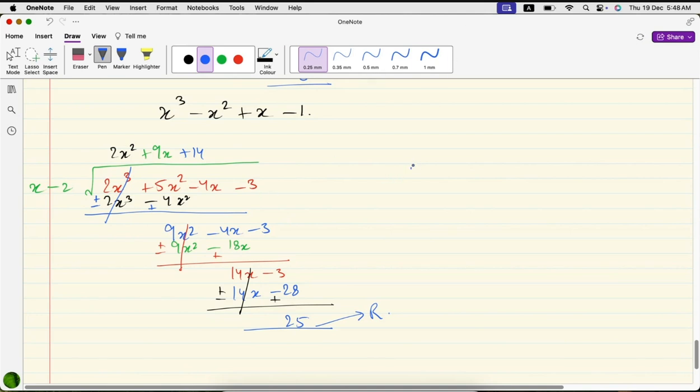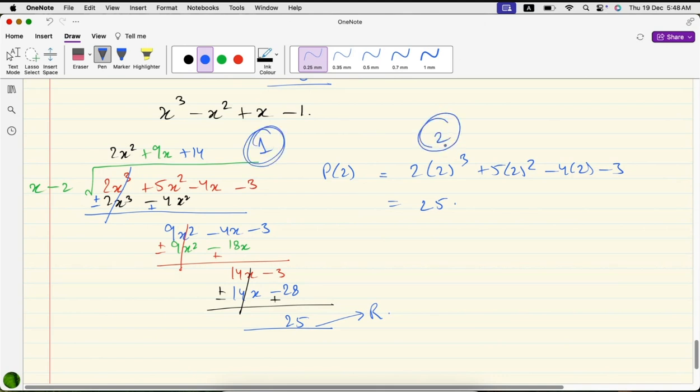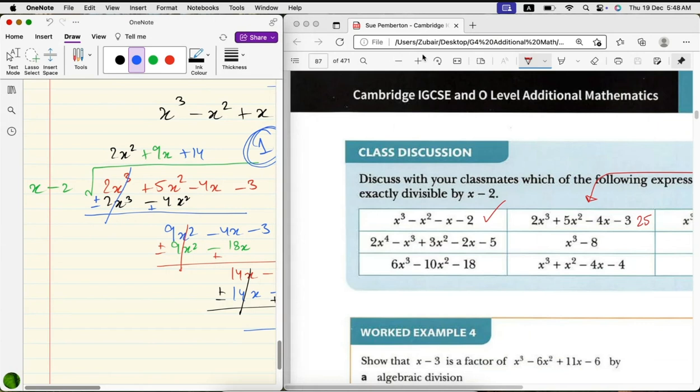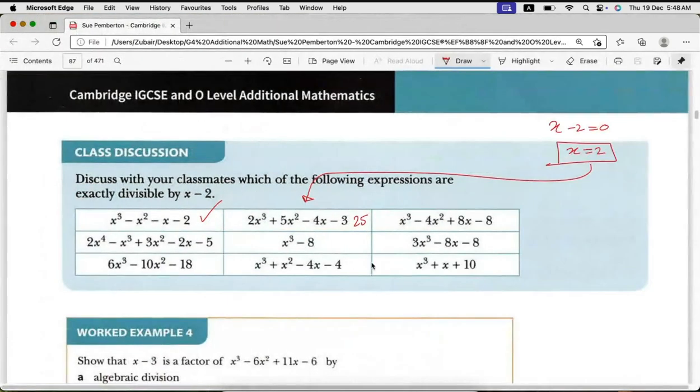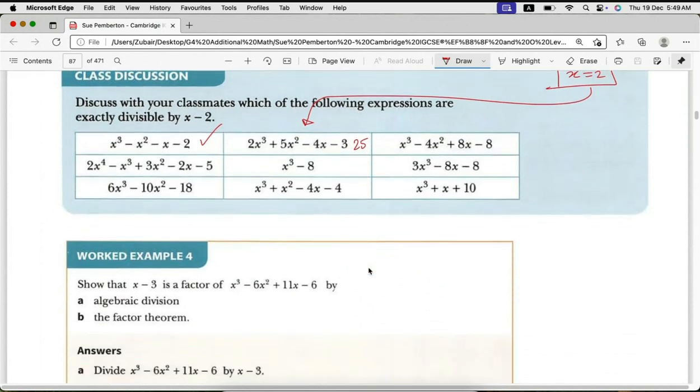You see two different methods. Either we try this or we try 2x cube plus 5 into 2 square minus 4 into 2 minus 3. And what did we do? We substituted 2 and we're getting 25. Method 1, method 2. We only go for long division either when it is asked or when we have no other choice.